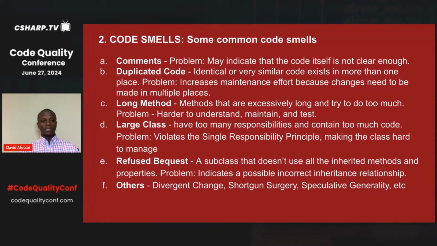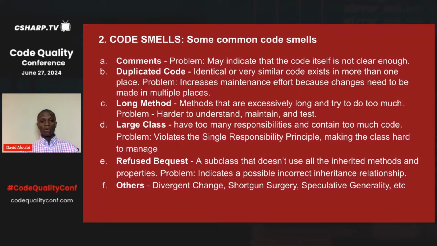Secondly, the next common type of code smell is duplicated code. This is identical or very similar code that exists in more than one place within a code base. The problem with this is that it increases maintenance effort, because changes often need to be made in multiple places where the code has been duplicated.